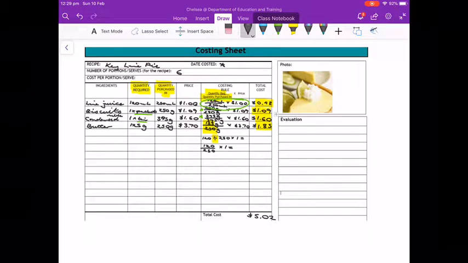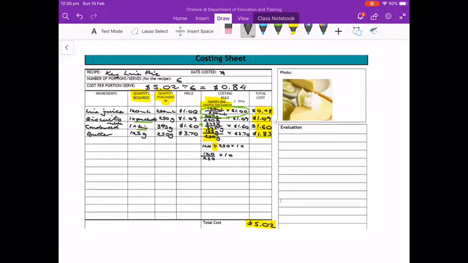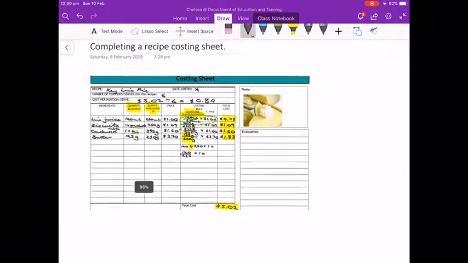So to find out cost per portion or serve, I would get our total cost, which is below, and then I divide it by how many servings. And $5 shared between 6 is about 84 cents rounded. And that is how you complete a costing sheet spreadsheet for a recipe.